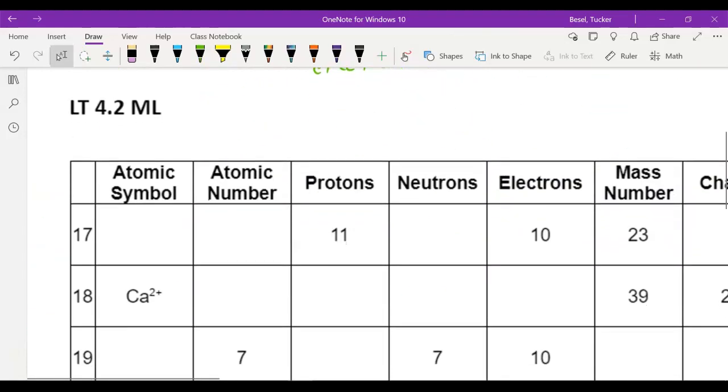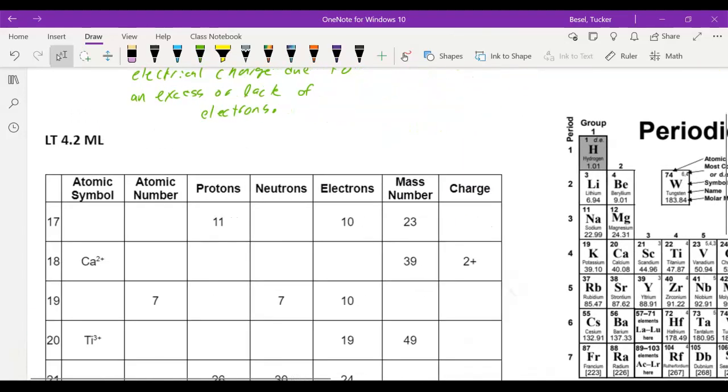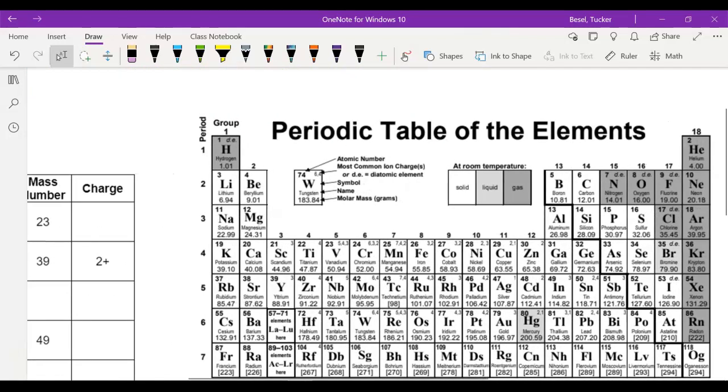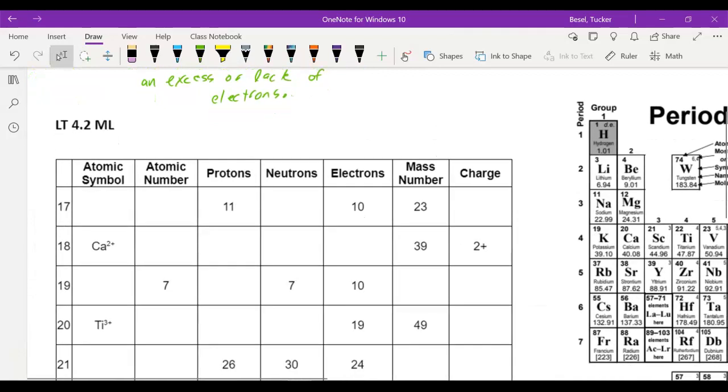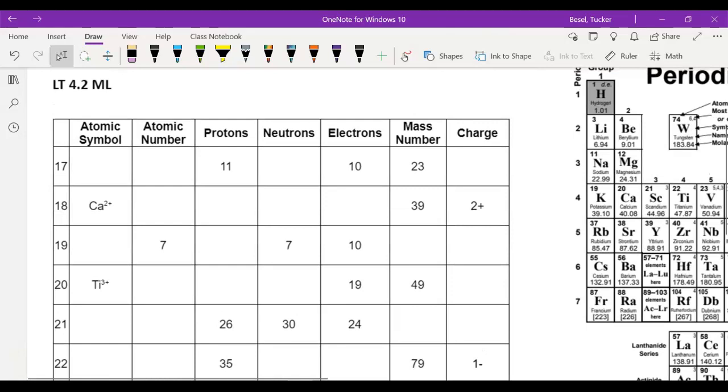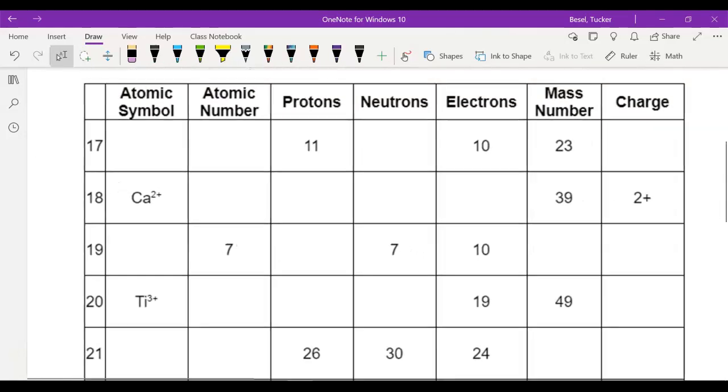So without further ado, let's go ahead and get started. So I just took this from one of your pieces of practice. Friendly reminder, have your periodic table of elements out. You're doing the odds, so I'll do some of the evens as example problems. So let's just look at number 18 here first.